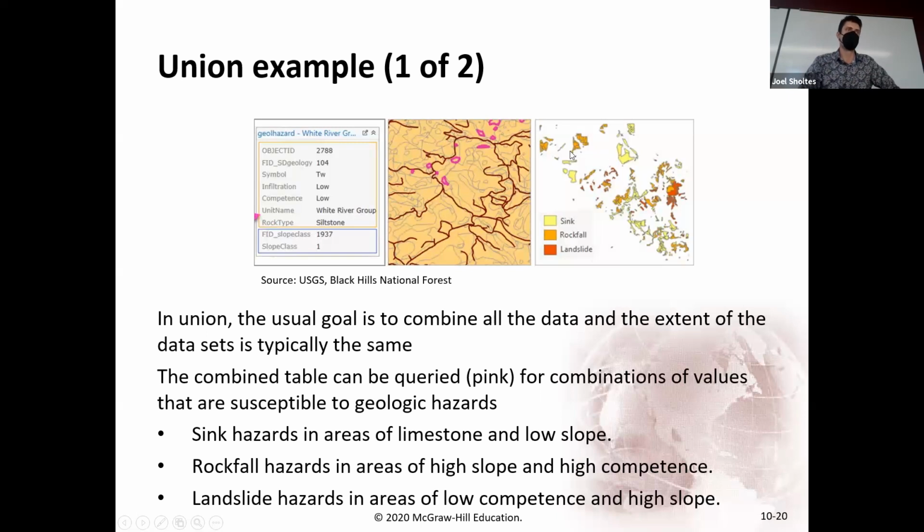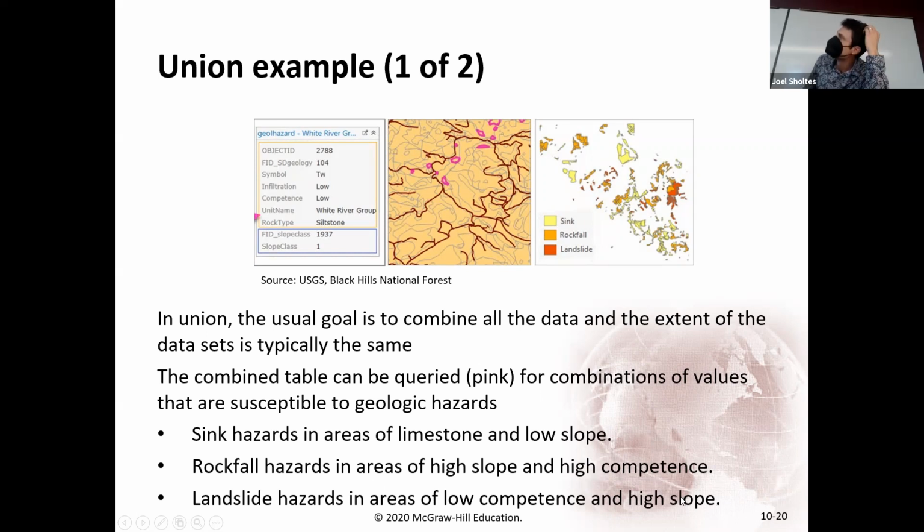And so what they ended up doing is they ran a query, right? And they identified sinks. So sinks are where you could have basically sinkholes, right? Or caves, or things caving in. So that's where we have limestone and shallow slopes. So they did a query and said, give me everything that is limestone rock type and low slope class. Rockfall hazards have high slopes and high geologic competence, and landslides have low competence and high slopes.